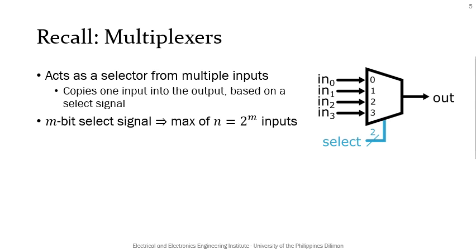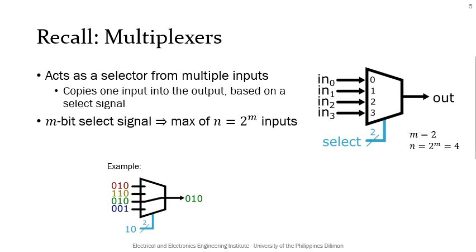A MUX needs m-bit select signals to support a maximum of 2 to the m inputs. In the example shown, m is equal to 2 and can therefore support 2 raised to 2 or 4 input signals. If another input needs to be considered, say we have 5 inputs, then the width of the selector or control signal must at least be 3.